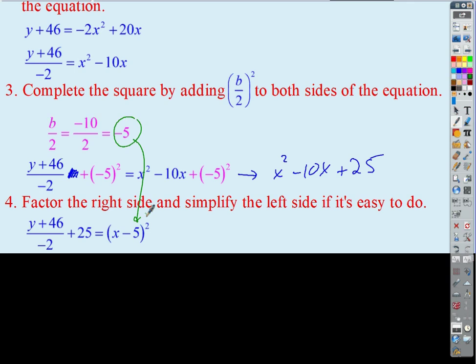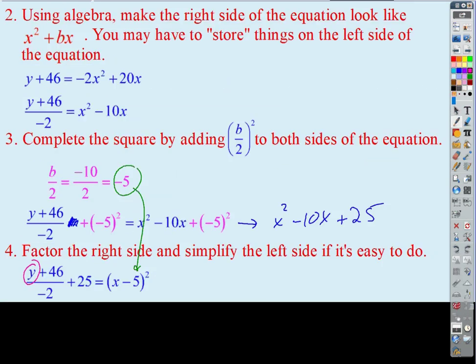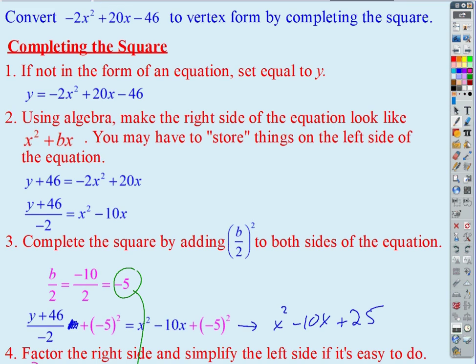On the left side, we get a bunch of stuff, right? The important thing here is that that y is equal to the original function that we started with. So now our goal is we've got to get that y by itself. We've got to undo everything that we did to the left side to get the y by itself, right? Because the y, remember, is equal to our function. And all we're trying to do is write our function in a different form. So we've got to set it equal to y again.